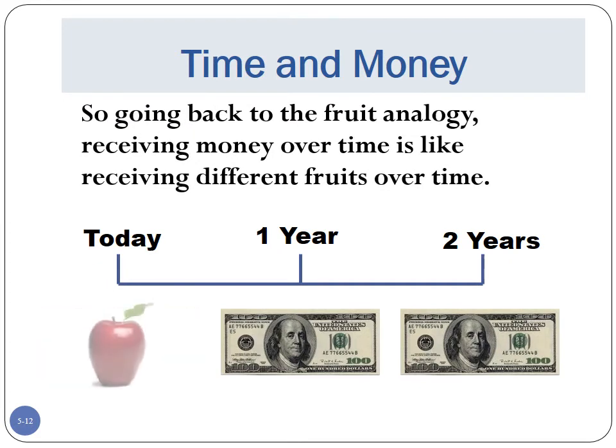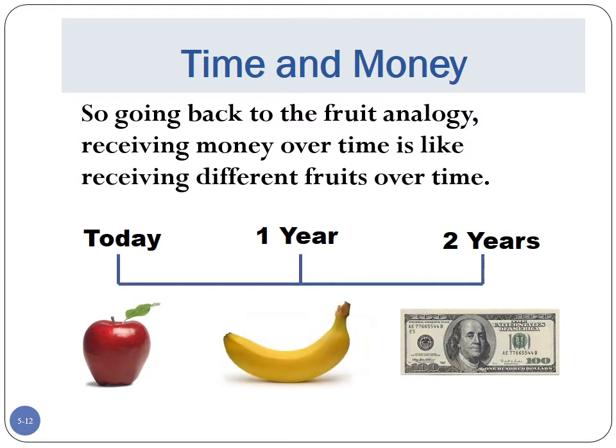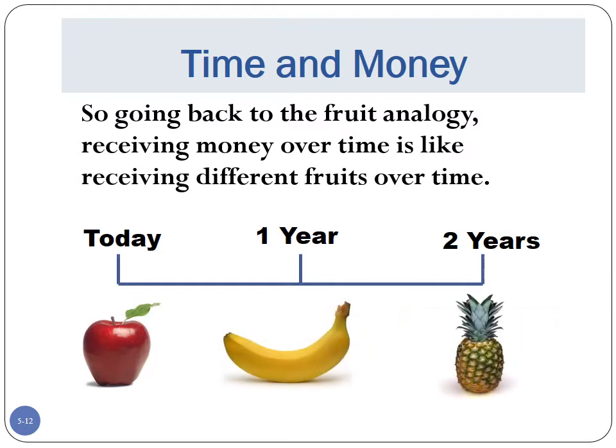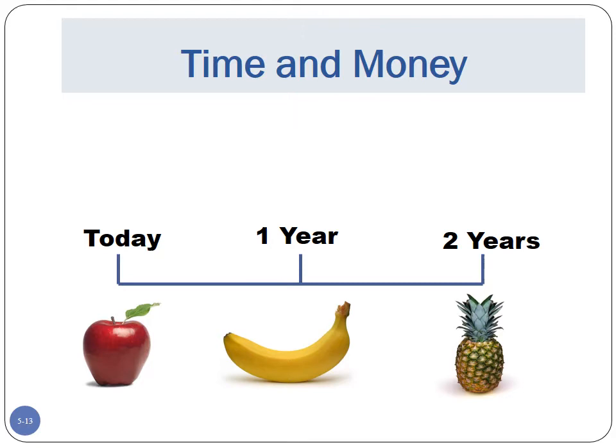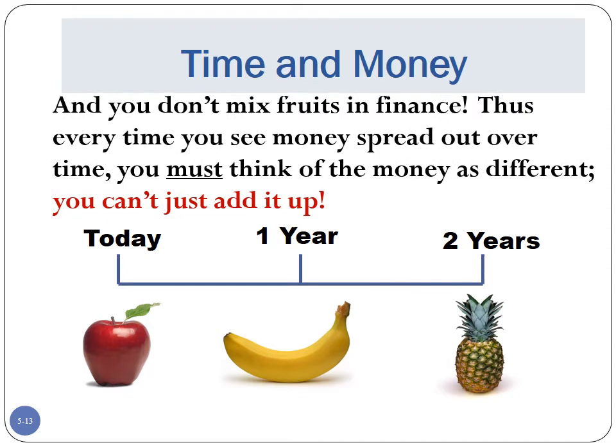So if we go back to the fruit analogy, receiving money over time is like receiving different fruits over time. Remember this, that the fruit example is qualitatively different, but the money example is quantitatively different. There is still a fundamental difference in the items received over different time periods in the future. And the key is in finance, you don't mix fruits. So anytime you see money spread out over time, you must think of the money as different. You can't just add it up. It just doesn't add up 1 plus 2 plus 3. You must look at it as different entities.